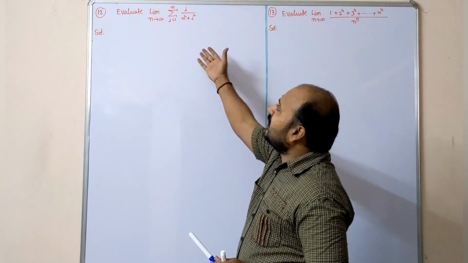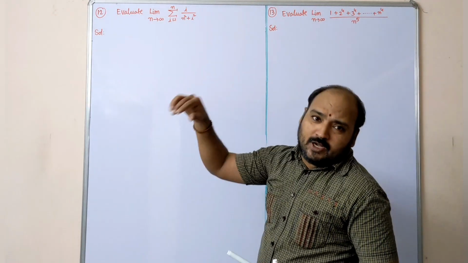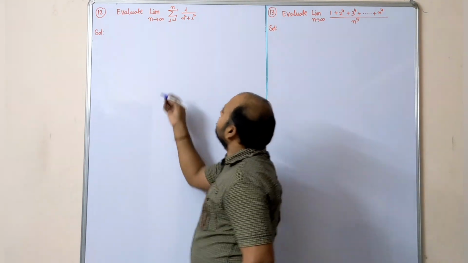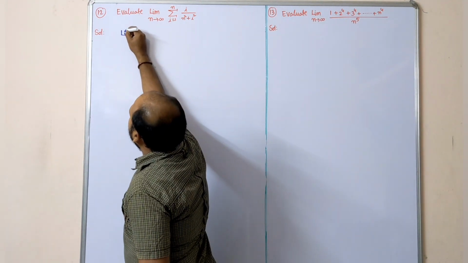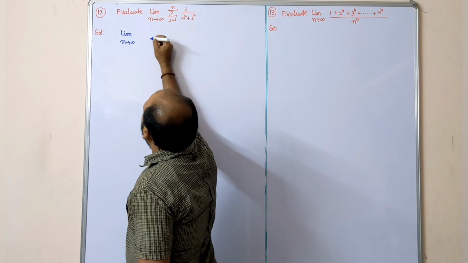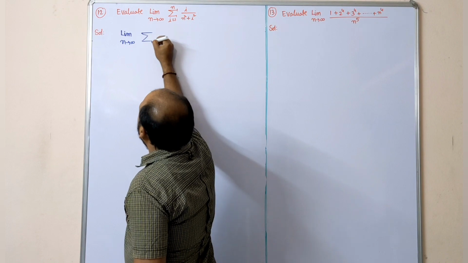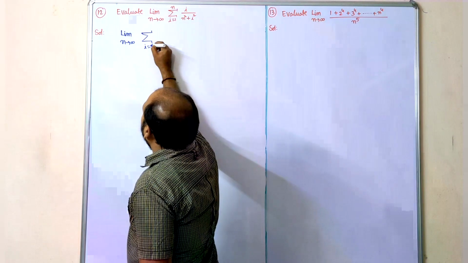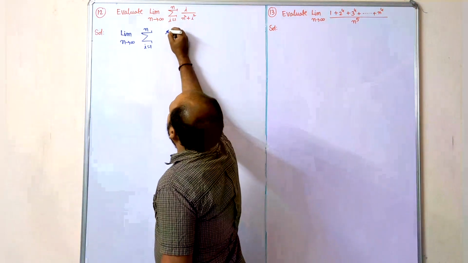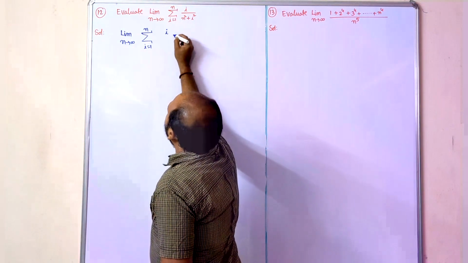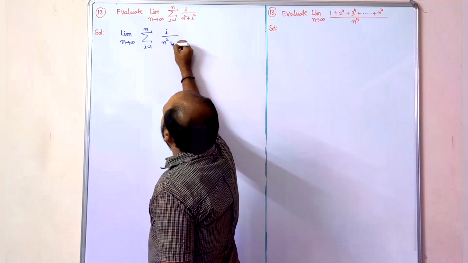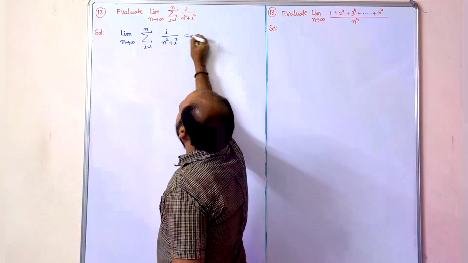So in the denominator the power is 2, in the numerator the power is 1. So dividing numerator and denominator by n square. See here, first limit n tends to infinity, sigma i is equal to 1 to n, i by n square, first given, you write it, later step you will write it, n square plus i square.